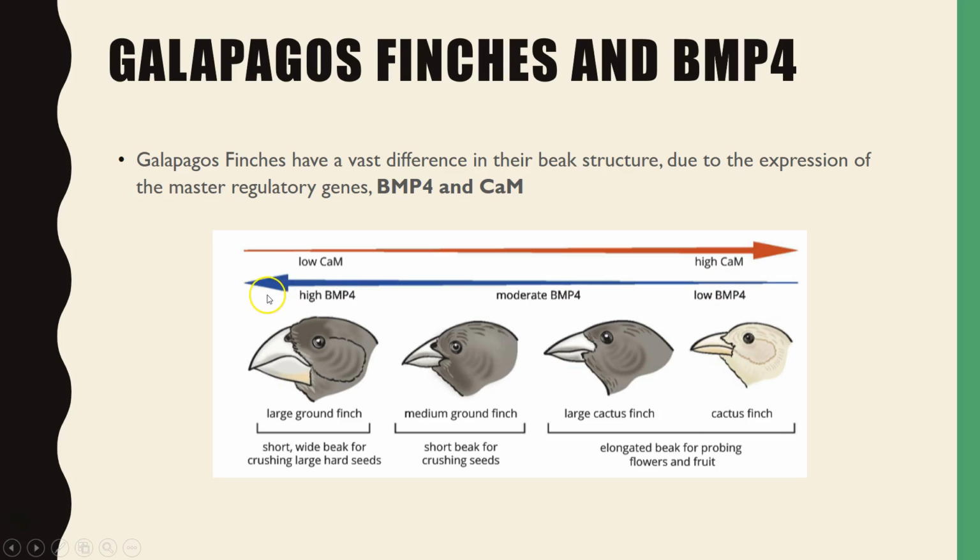This tells you that BMP4 is responsible for the thickness of the beak, and CaM is responsible for the length of the beak. So you need to be able to understand that regulatory genes are responsible for changing the beak shape and size in Galapagos finches and jaw formation in cichlid fish.